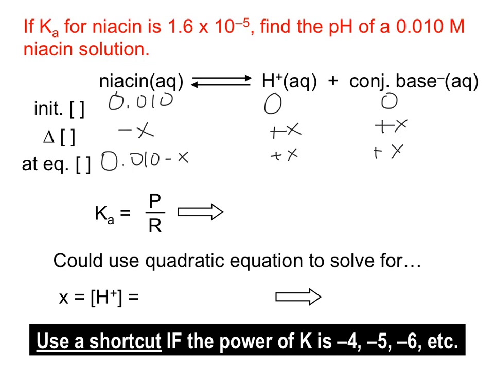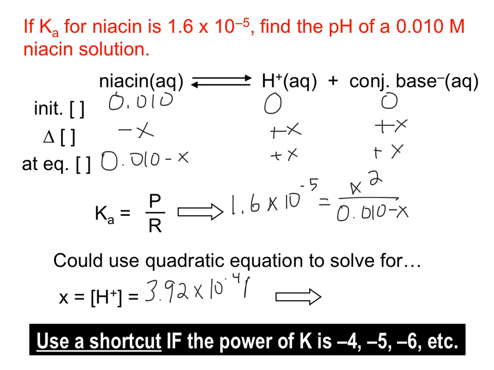I'm going to do products over reactants. So using the value I just calculated, 1.6 times 10 to the negative fifth equals X squared over 0.010 minus X. You could use the quadratic equation to solve for it, and you're going to get 3.92 times 10 to the negative 4th molar. Now I have to take the negative log of my H plus, and 3.41 is my pH.